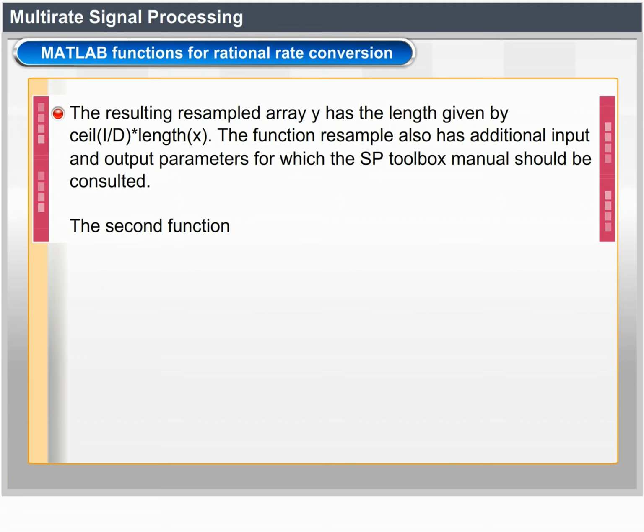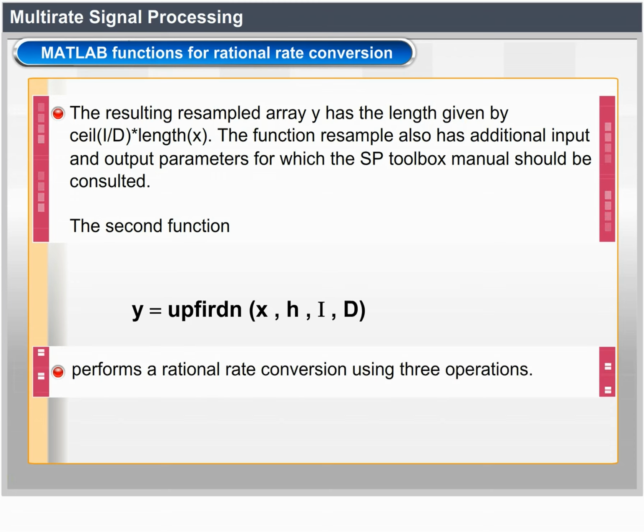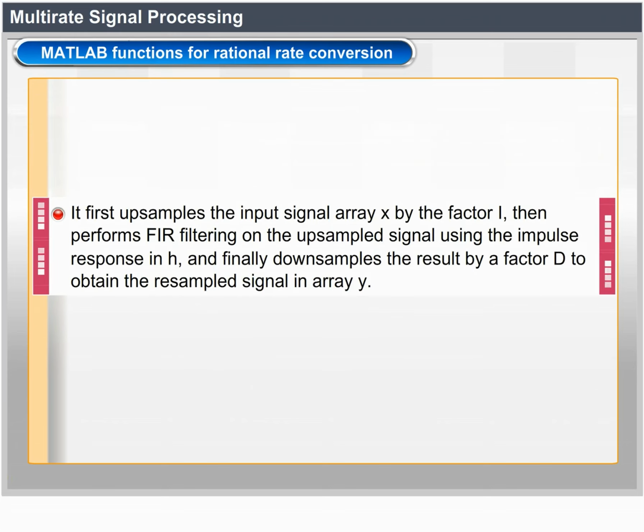The second function, y = upfirdn(x, h, I, d), performs a rational rate conversion using three operations. It first upsamples the input signal array x by the factor I, then performs FIR filtering on the upsampled signal using the impulse response in h, and finally downsamples the result by a factor d to obtain the resampled signal in array y.